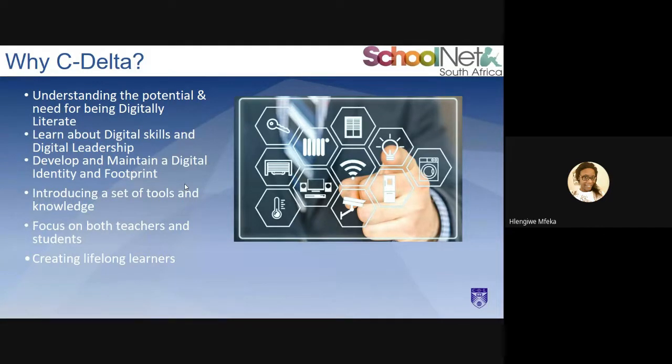The second benefit is that you will be learning about digital skills as well as digital leadership. Not only gaining information, but you will be acquiring digital skills as well. So it means you will be expanding your digital literacy skills. The third one, you will develop and maintain a digital identity and footprint. This is very important.